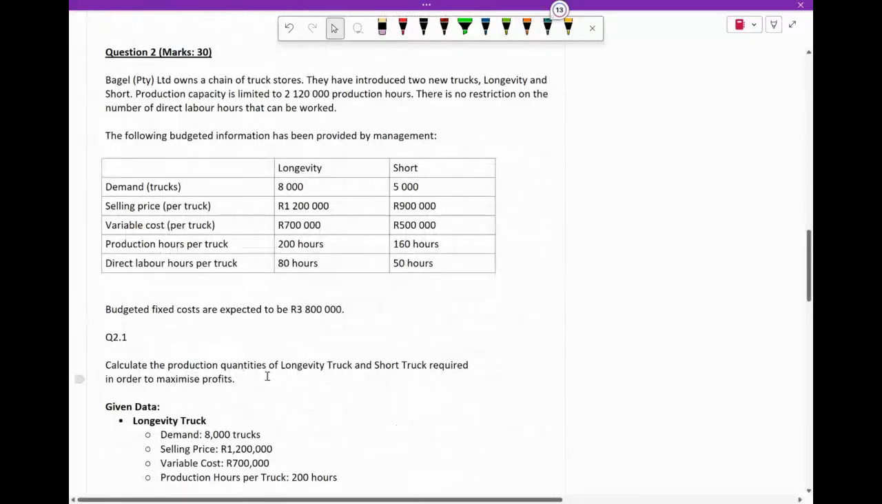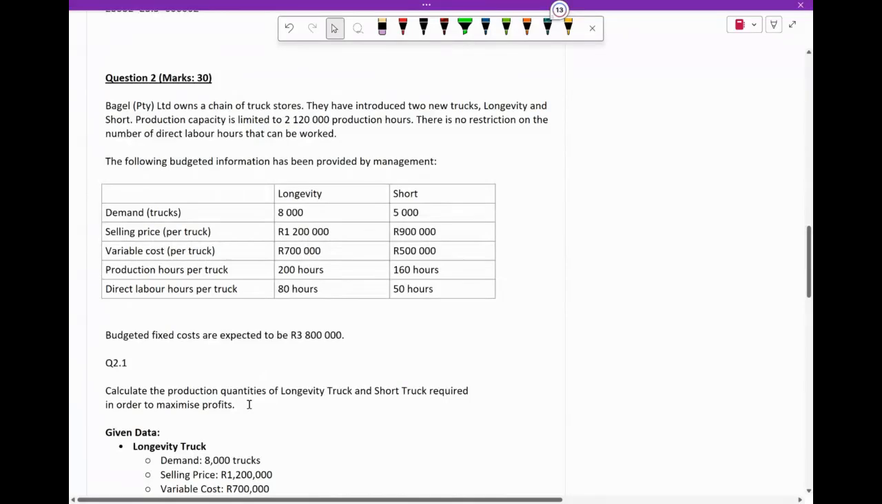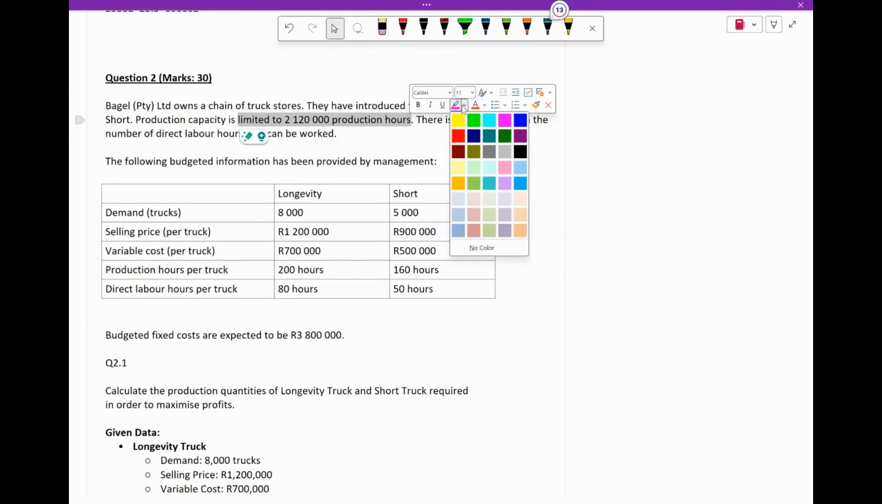Question 2, they say calculate the production quantities of longevity truck and short truck required in order to maximize profits. Okay, so we got 2 trucks. Longevity and short. Here they say Bago Pty Ltd owns a chain of truck stores. They have introduced 2 new trucks, longevity and short. Production capacity is limited to 2,120,000 production hours.